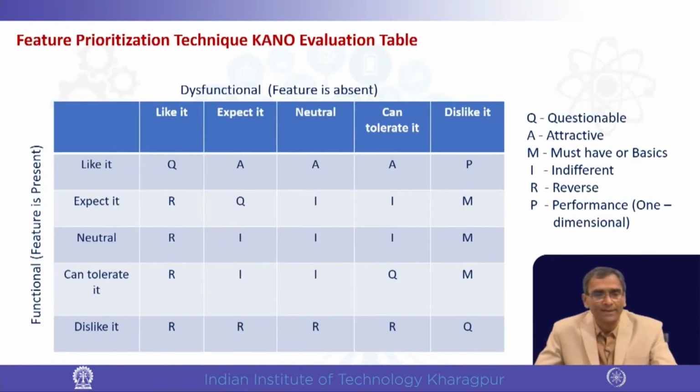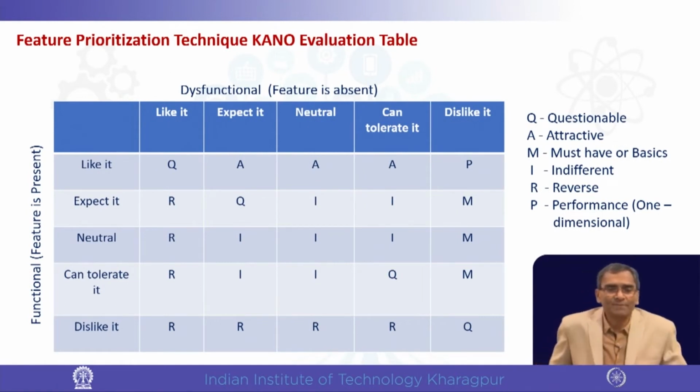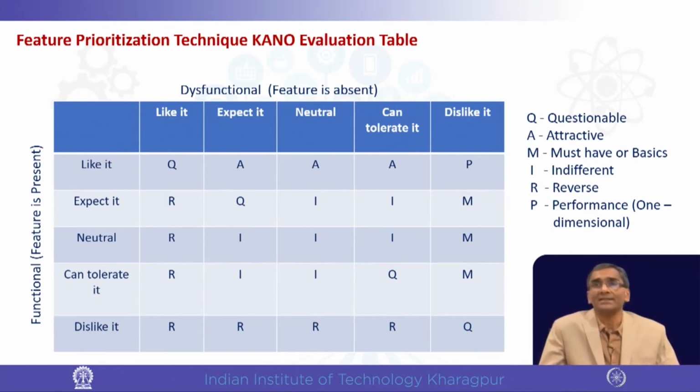Now, if we put a feature prioritization technique evaluation table for the Kano model, what you see is, as I said, that there are two things. One is whether the feature is present, and the other is whether the feature is absent. When the feature is present we call it functional, when the feature is absent we call it dysfunctional. And then there are 5 categories from like it to dislike it.